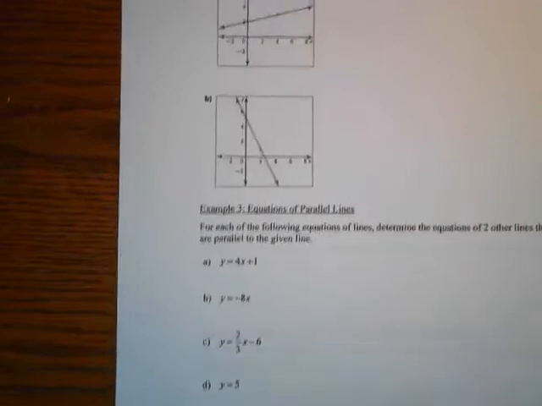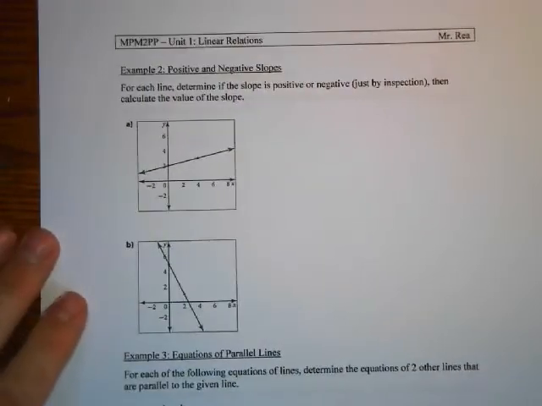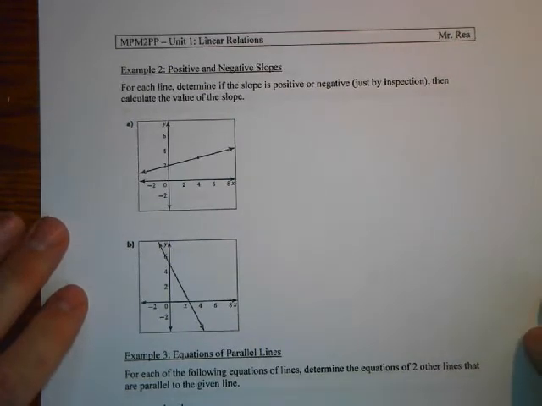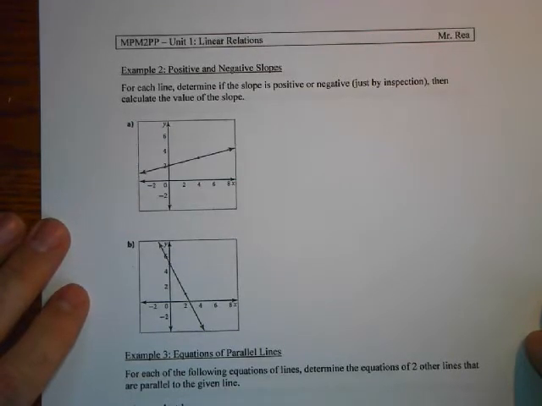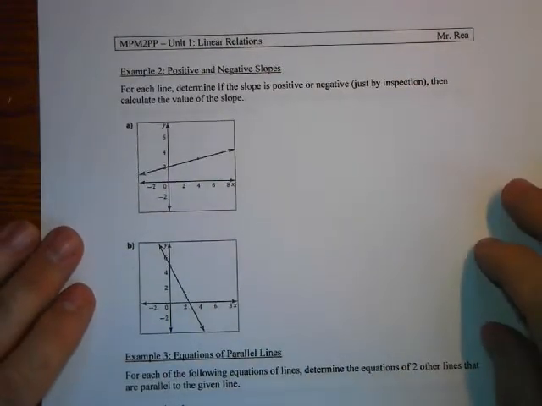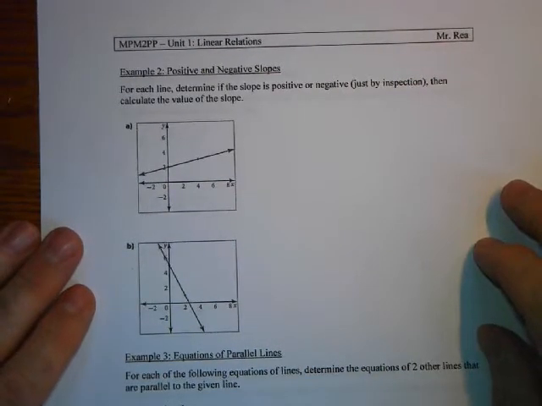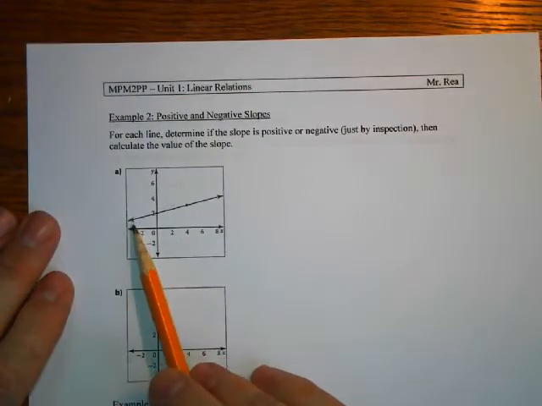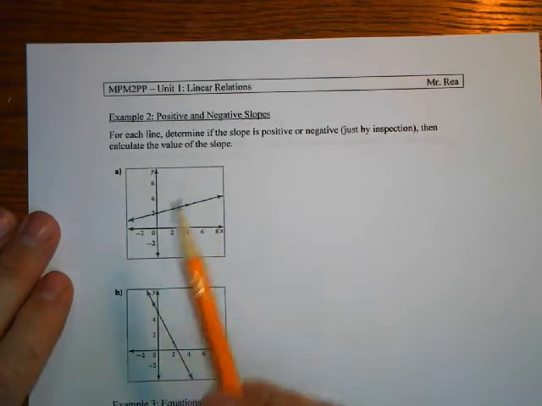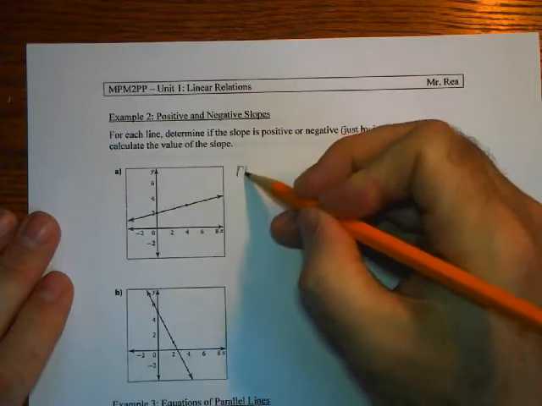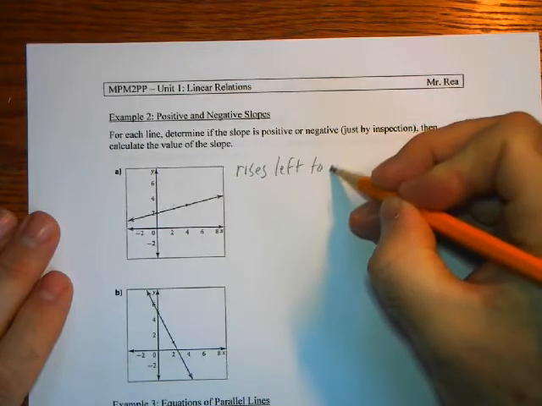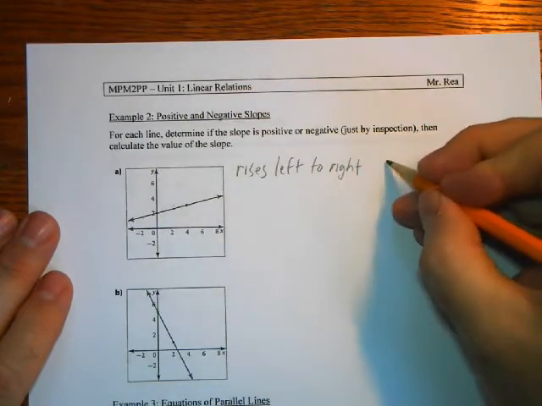so let's look at the next example here. It says for each line, determine whether the slope is positive or negative, just by inspection. So don't calculate the slope and then tell me. Just look at it, tell me, and then actually calculate the value to confirm that it was positive or negative. So the first one here, as I go left to right along here, you can see it's going up. So it rises left to right. So the fact that it's rising tells me it's a positive slope.